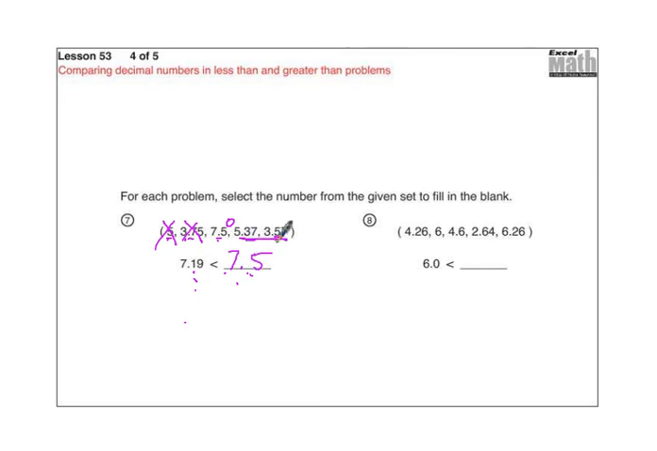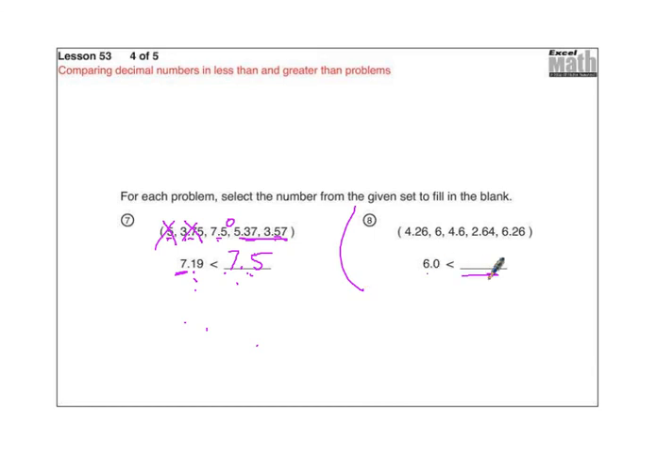You can see these last two both have the numbers 5 and 3 for whole numbers. 5 and 3 are not going to be as large as 7, and we are looking for the number that's larger than 7.19. All right, go ahead and pause the video, try number 8 on your own, turn it back on when you're ready for the solution.